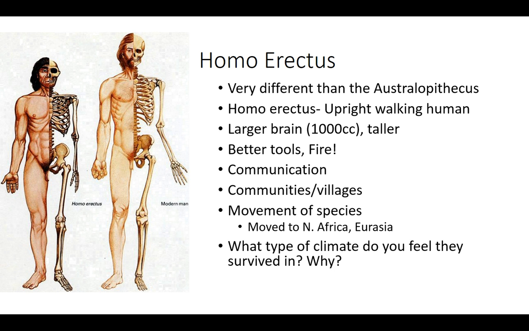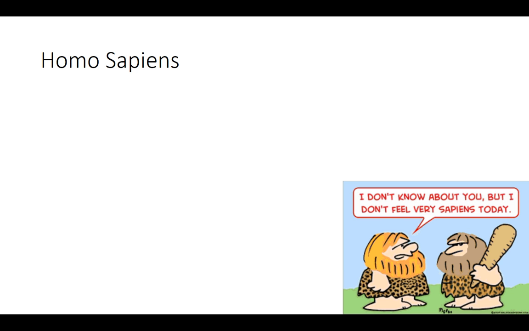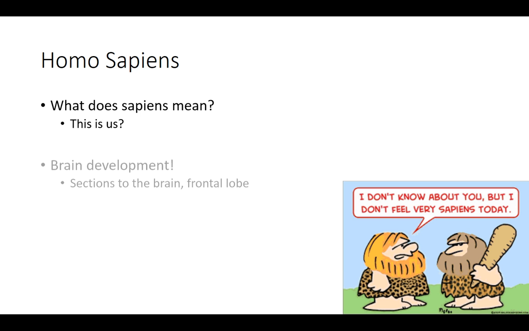Asia. So go ahead and answer this question and write down what type of climate you feel that they would survive in and why. Next we have Homo sapiens. Again, go ahead and look up the answer, find out what sapien means, and figure out why you think this may or may not be us today.